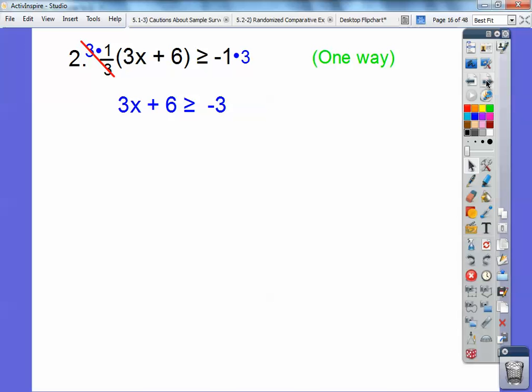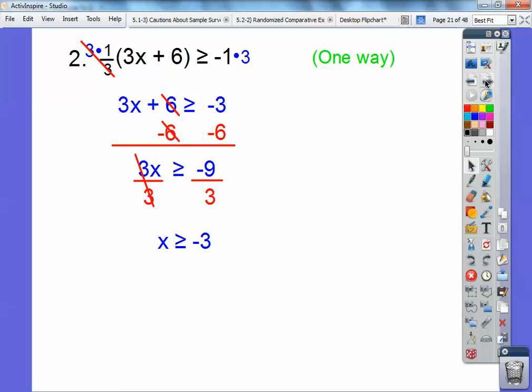So when you multiply both sides by 3, the fraction's gone, and you're left with 3x plus 6. And then over here, negative 1 times 3 is negative 3. And then now we're going to subtract 6 on both sides. And we get 3x is greater than or equal to negative 9. And going to divide by 3, and you get x is greater than or equal to negative 3. Remember, you only flip it when you're dividing by negatives, you guys, and we divided by a positive 3.